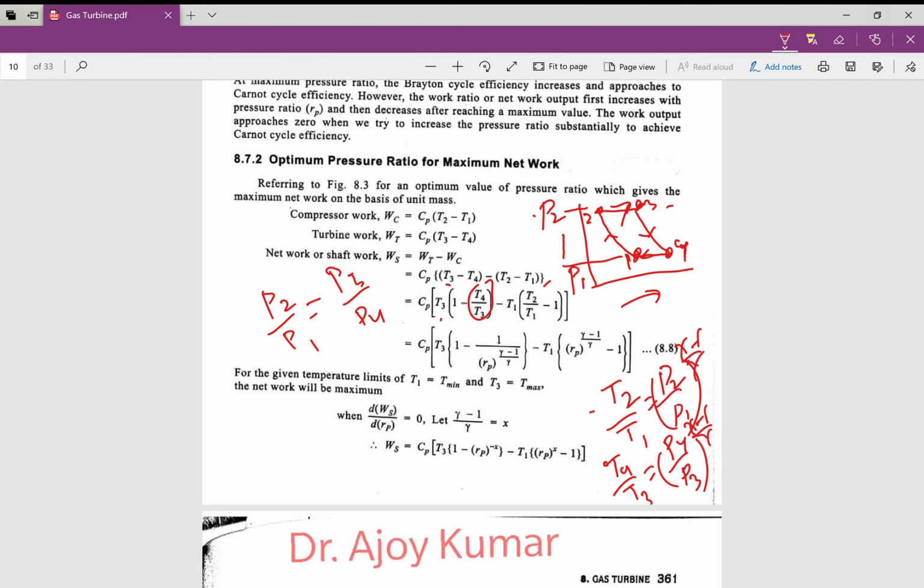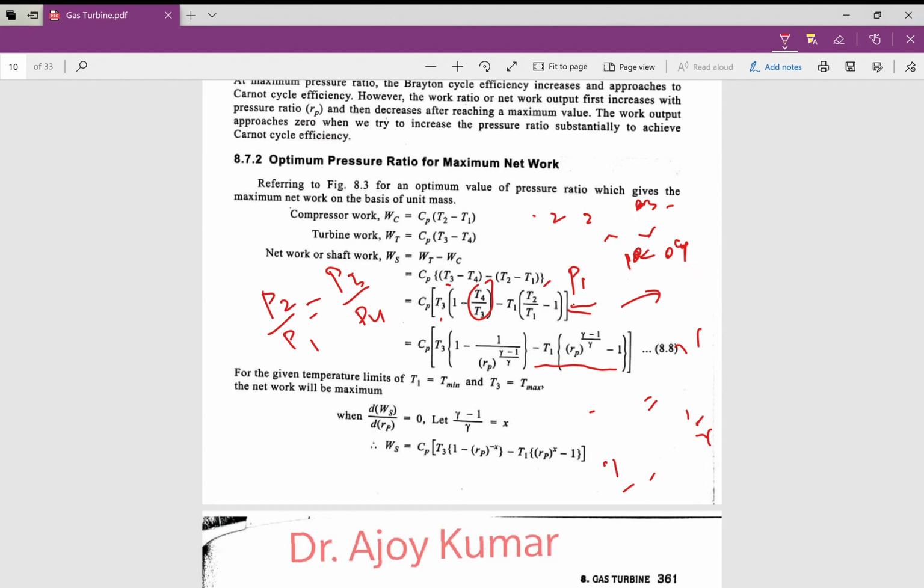So we can write this sentence in terms of pressure ratio over here. Right, now dear students, T1 is your minimum temperature and T3 is your maximum temperature.